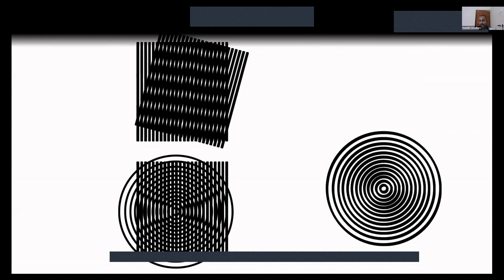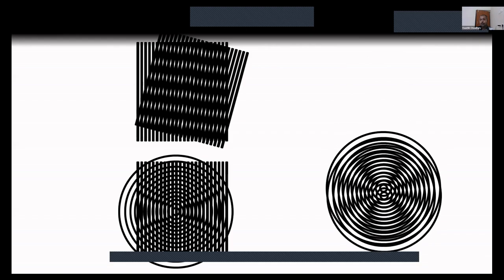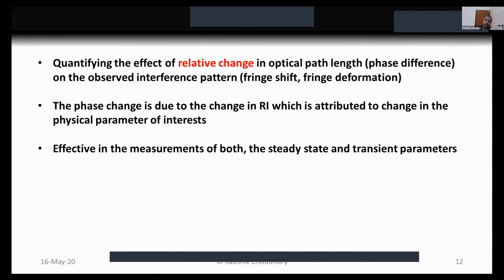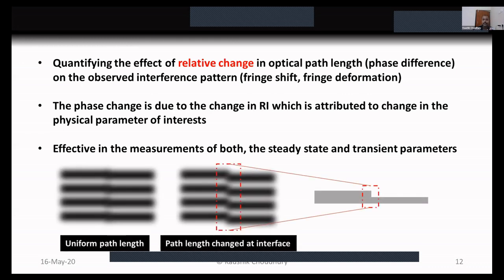And by looking at these fringes, the separation between them, we can quantify the change in the refractive index that causes the phase change. Because we all know that this fringing effect takes place because of the change in phase or change in refractive index.